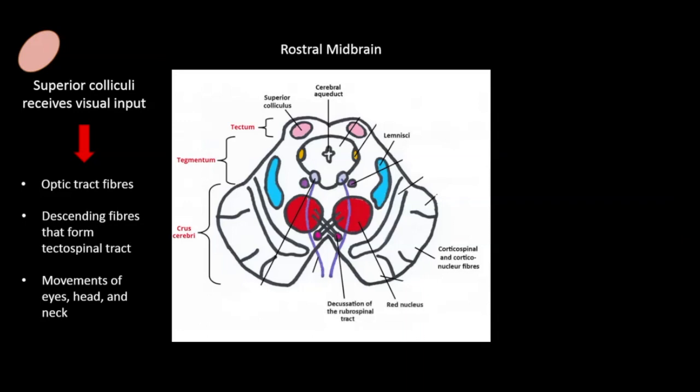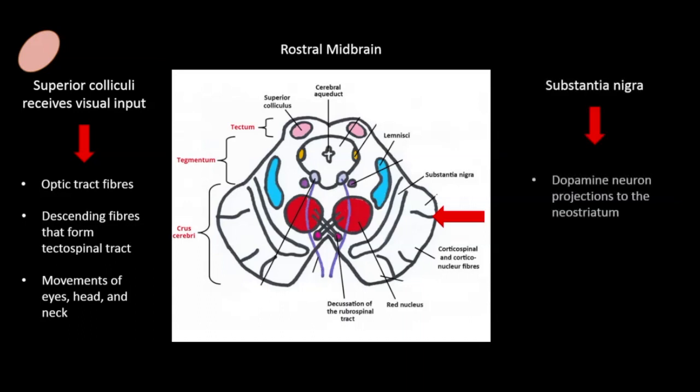Above the cerebral peduncles, we see the superior cerebellar peduncles, which contain ascending fibers from the cerebellum to the red nucleus and thalamus. Lastly, in the rostral midbrain, we can see the substantia nigra containing dopamine neuron projections to the neostriatum and GABA neuron projections to the thalamus, which regulate motor functions.